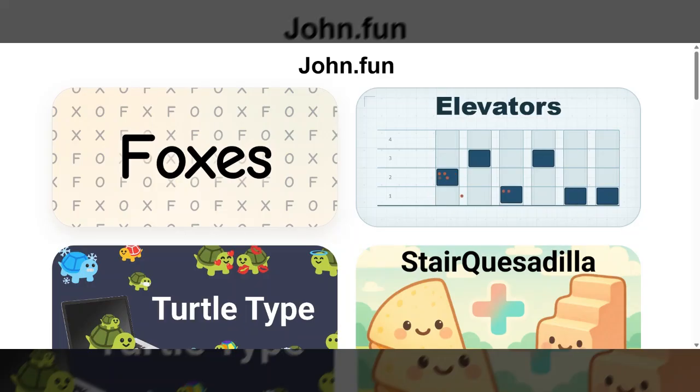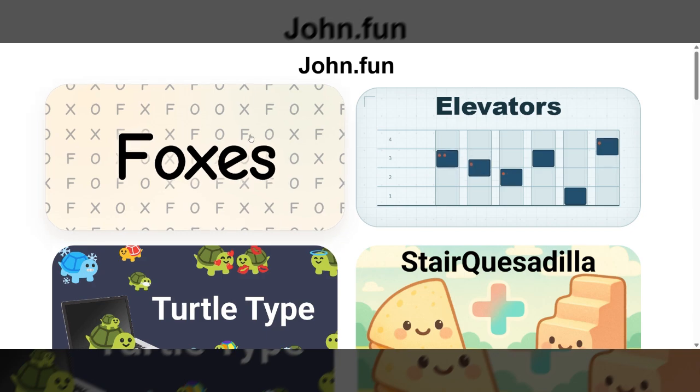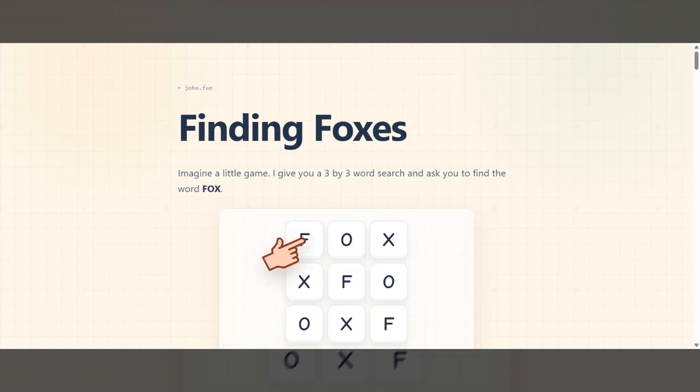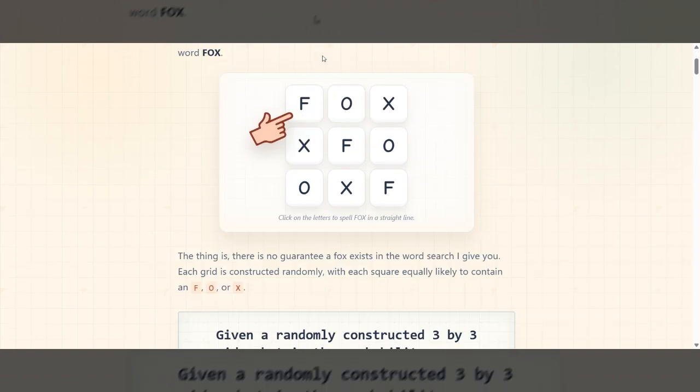So, today we're going to do finding foxes. Well, I thought it was called foxes. Imagine a little game. I give you a 3 by 3 word search and ask you to find the word fox. So, fox. Yeah, there's also fox.